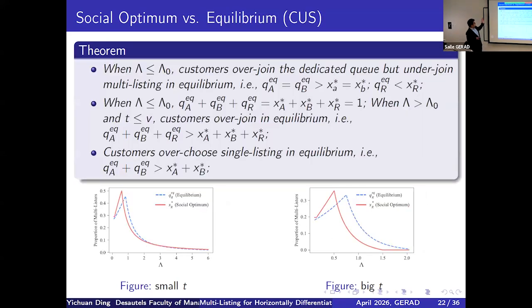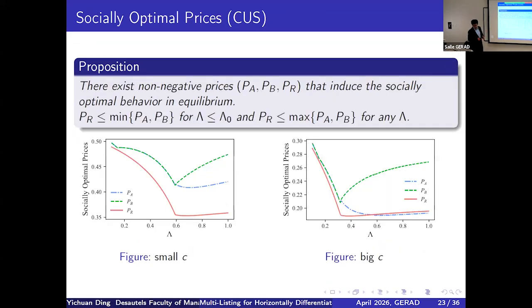Okay, so this is basically the social optimal result, and we could compare social optimal and equilibrium and see what makes the difference. Basically, in the social optimal, customers will overjoin the dedicated queue, which means at equilibrium, too many people join the dedicated queue than they should. I will skip this result for the sake of time.